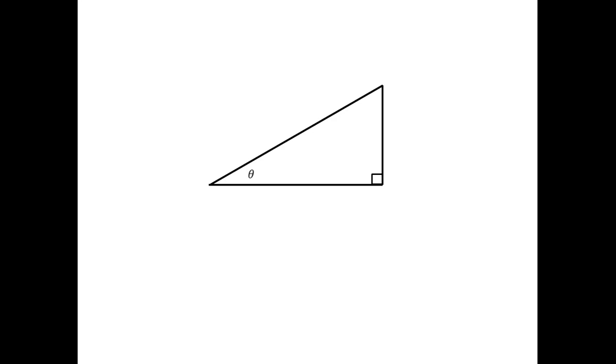Basic trigonometry. Trigonometry is all about the ratios of different sides of right-angled triangles. Along with all other right-angled triangles, the longest side, the side opposite the right angle, is called the hypotenuse. The other two sides are named according to their relationship to the angle in question. So this side here is called the adjacent side because it is adjacent to the angle. And this side here is called the opposite side because it is opposite to that angle.